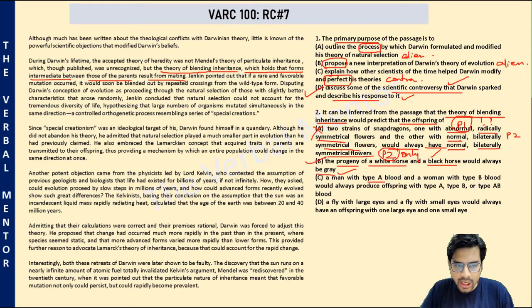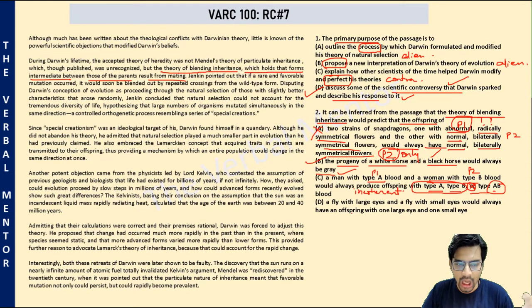A man with type A blood group and a woman with type B blood group would always produce offspring with type A, type B, or type AB. No. It's always according to the theory of blending inheritance. If one parent has type A, the other parent has type B, the offspring should have type AB, a blend of both, intermediate between A and B, something like that. It will not have type A or type B or type AB. So this part is also incoherent with the theory.